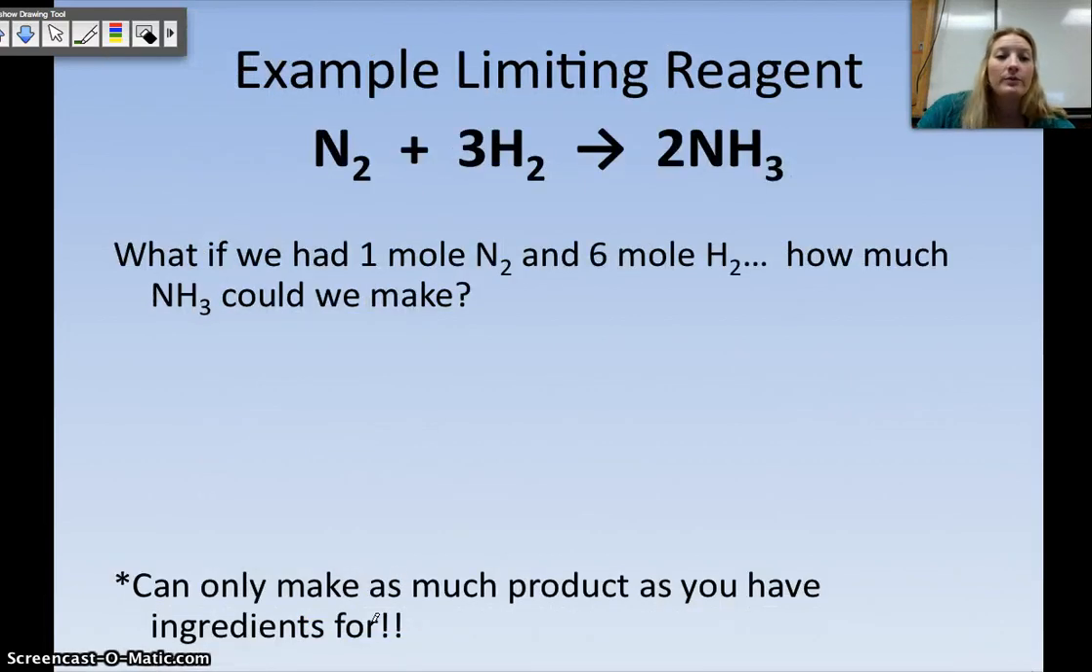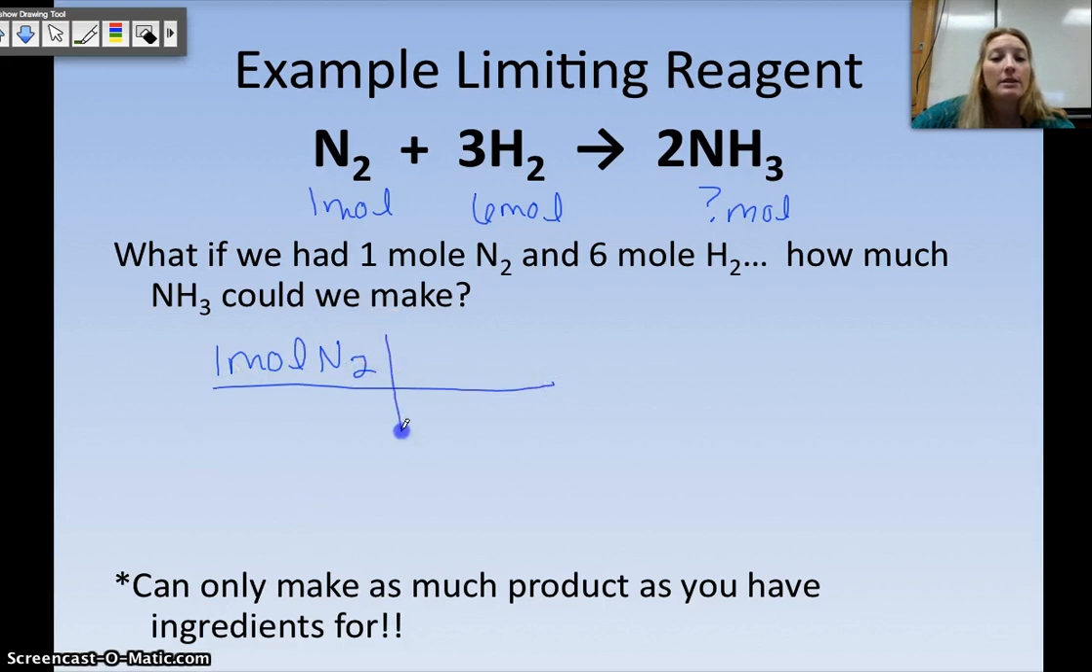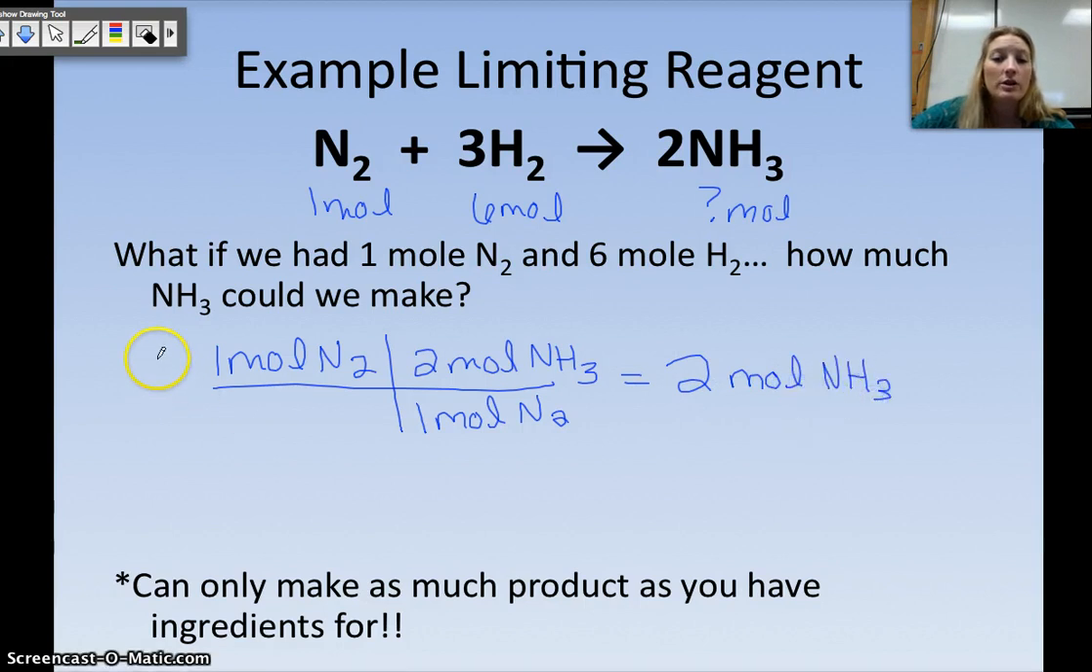So let's try an example. If we had 1 mole of N2 and we have 6 moles of H2, how much NH3 could we make? I'm just going to take this to moles because we could compare the moles. We could take it to grams, we could take it to volume, but either way, we're still comparing what these will make. So if we take 1 mole of N2, the way to get from one thing to the other is by mole to mole. According to our balanced equation, we have 1 mole of N2 for every 2 moles of NH3. So if we solve that, that will give us 2 moles of NH3 that we can make with our N2.